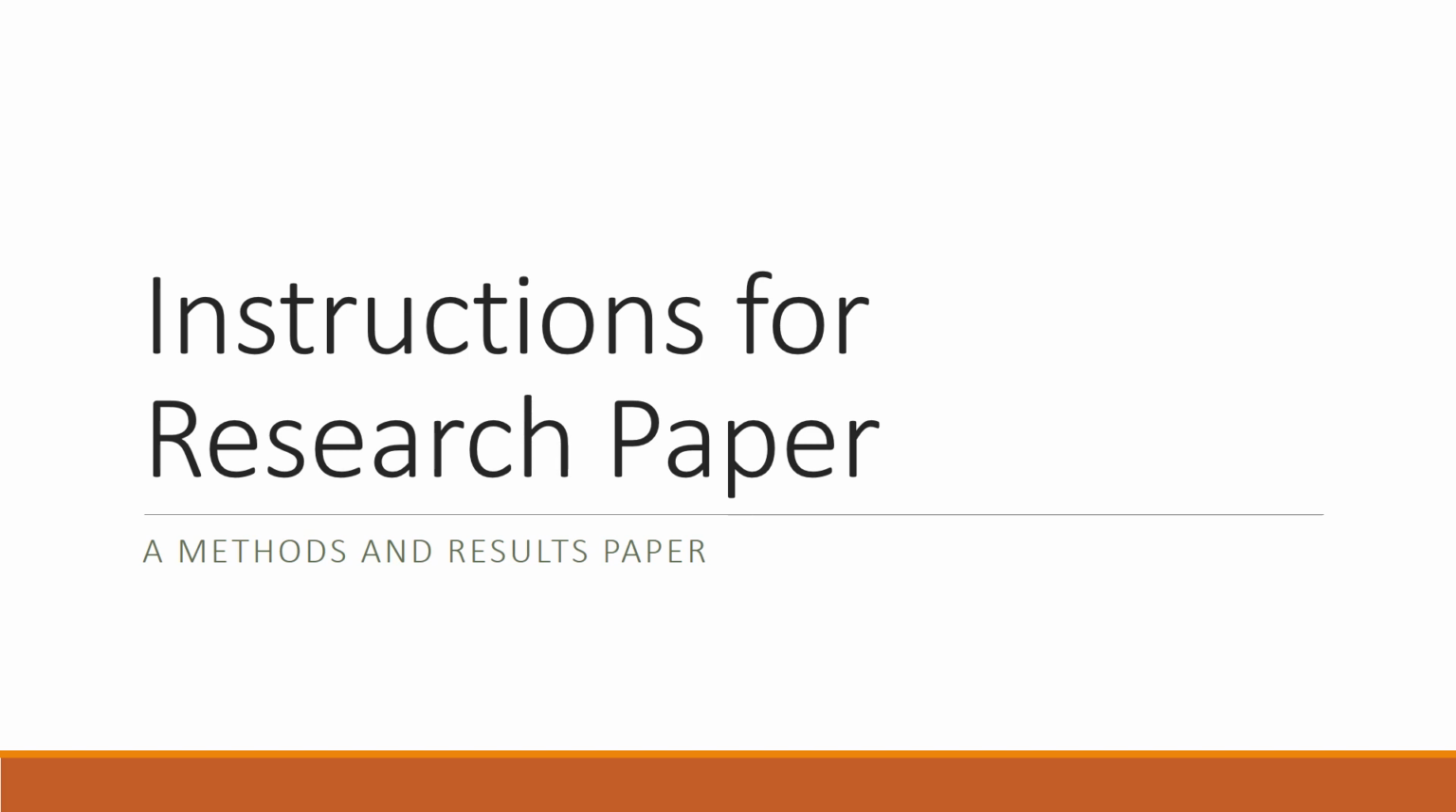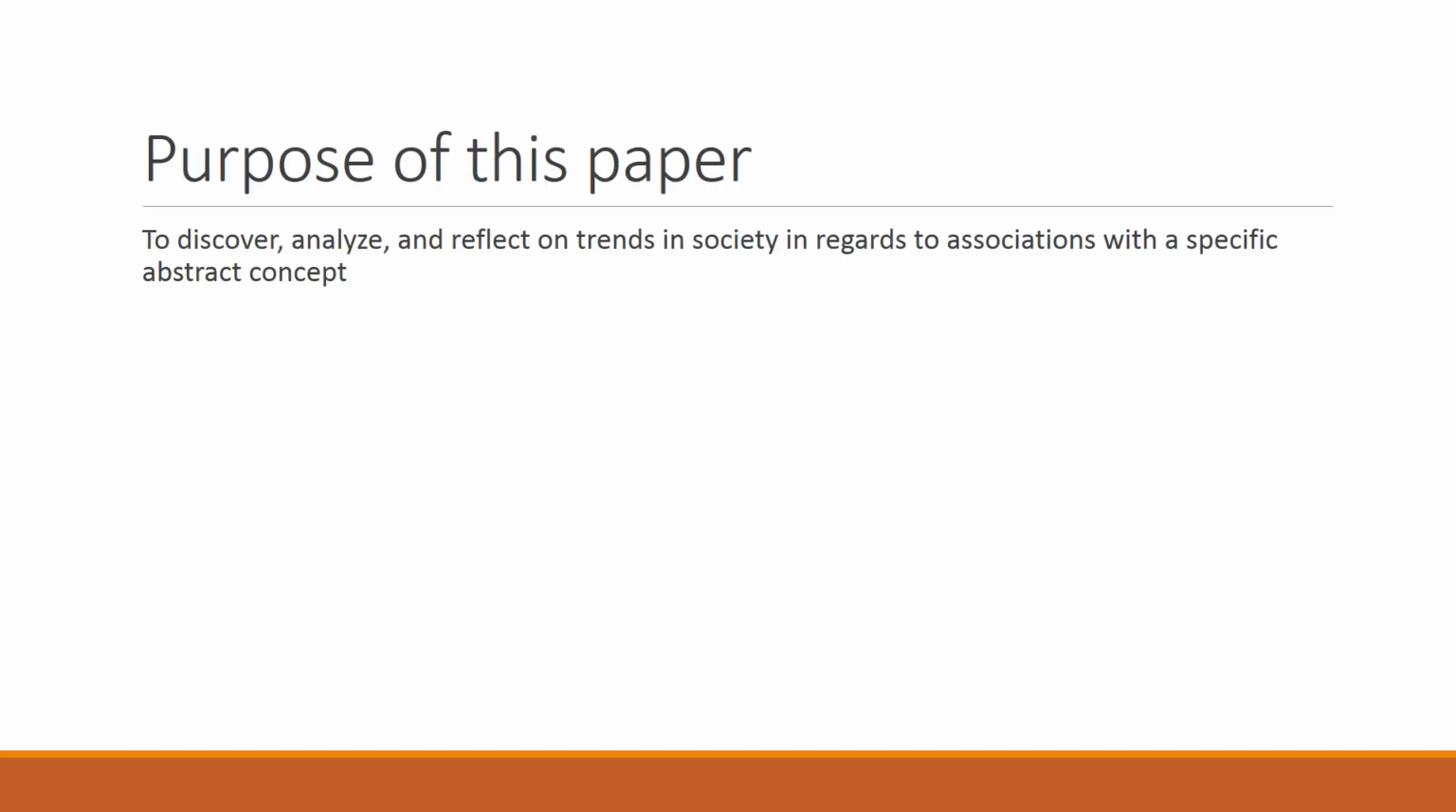This type of paper is going to be a methods and results paper. The purpose of this paper is to discover, analyze, and reflect on trends in society in regards to their associations with a specific abstract concept. Remember, an abstract concept is something that you cannot perceive with your senses, something like hope, happiness, trust, something that we can only think or feel with our emotions, but we can't really see, touch, or hear.